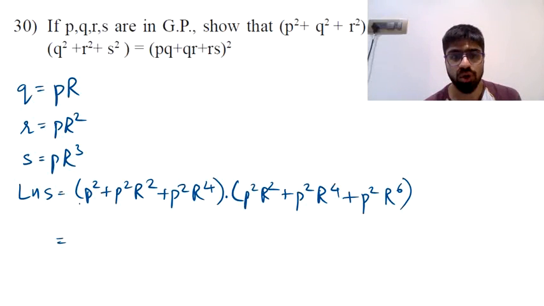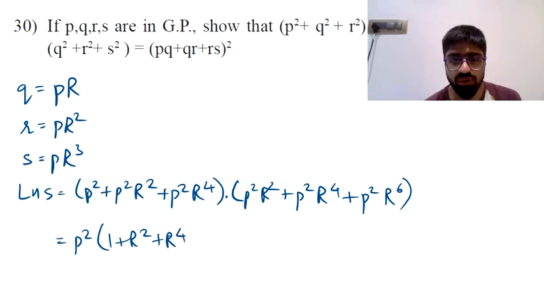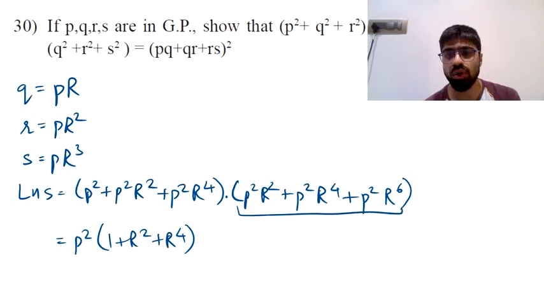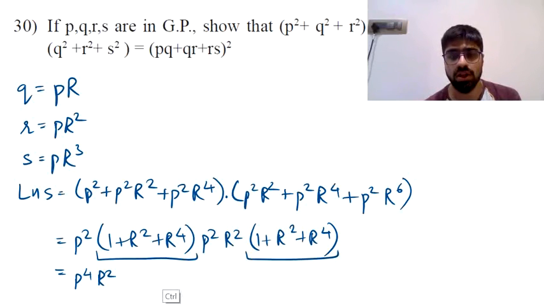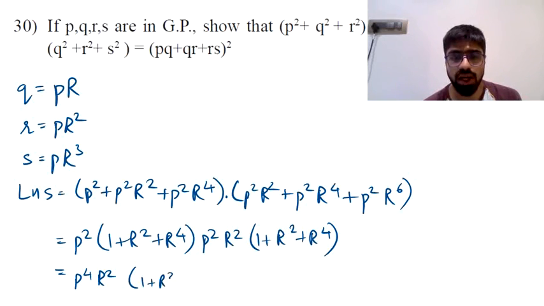From all these terms, in fact the first bracket, we can pull out a P square common, and we will have 1 plus R square plus R power 4. From the second bracket, we can pull out P square R square common, so that will give us P square R square, and again in the bracket we will be left with 1 plus R square plus R power 4. P square into R square, that makes it P power 4 into R square, and then this bracket is getting repeated twice, so that makes it 1 plus R square plus R power 4 the whole square, and this ultimately is your left hand side.